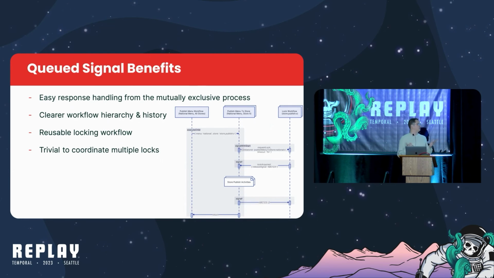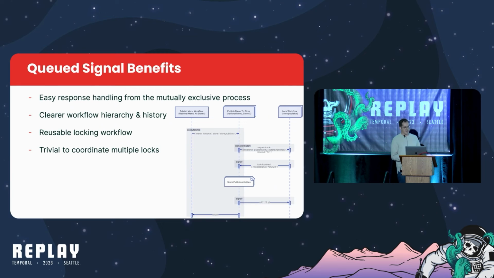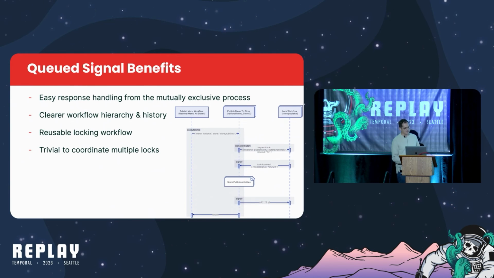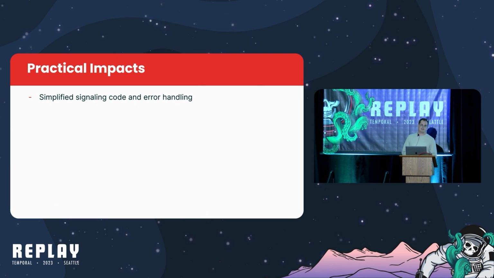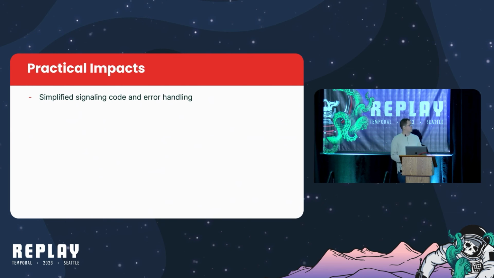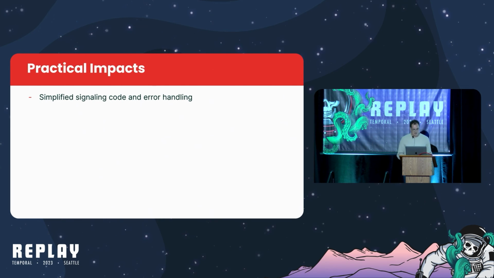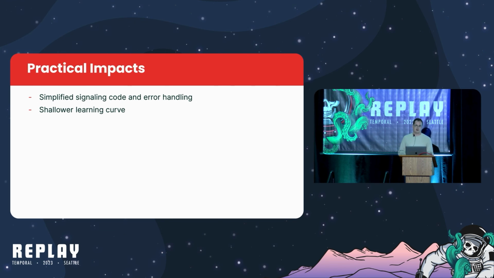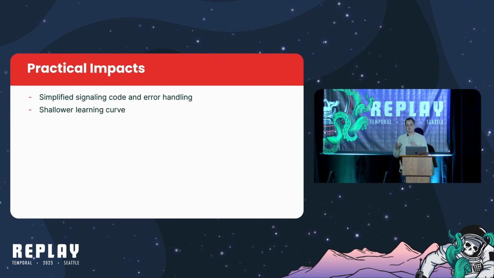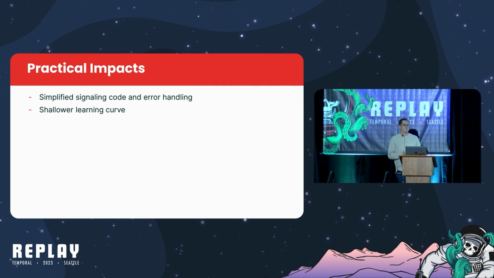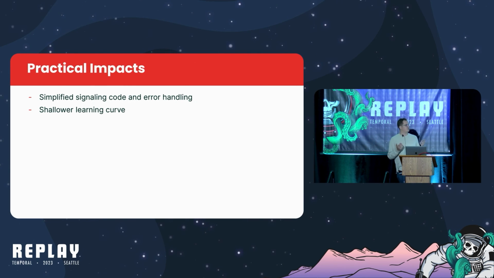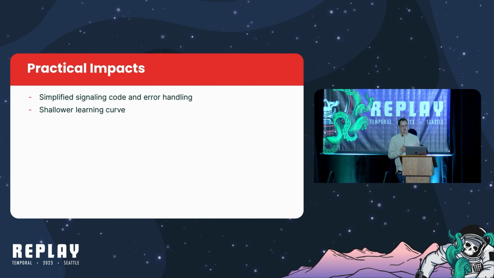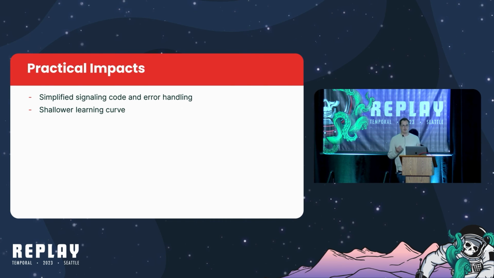So these are the theoretical improvements that we assessed, and let's talk about how it actually bore out in practice. Practically, we did end up achieving that simplified signaling and error handling that I've been talking about, and the shallower learning curve of separating our business logic from the coordination logic. For developers that are new to Temporal or who are just on our team to work on the business logic, they're not really Temporal experts.